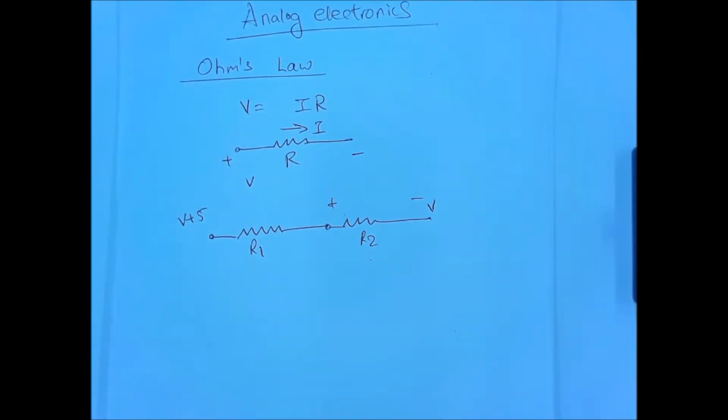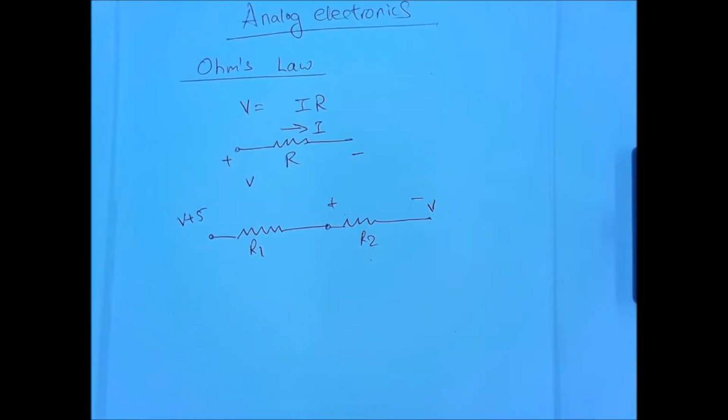We know the voltage drop across the two of them is 5. And so then you could do a voltage divider. So what would that be? 5 times, if you're going for R2, then it would be 5 times R2 over R1 plus R2. All right.